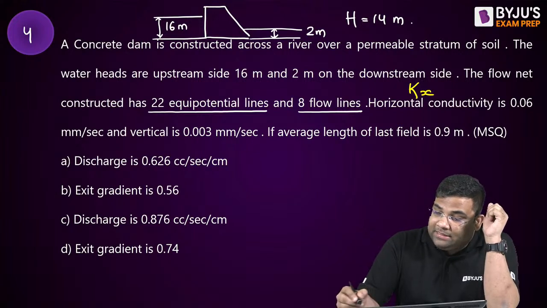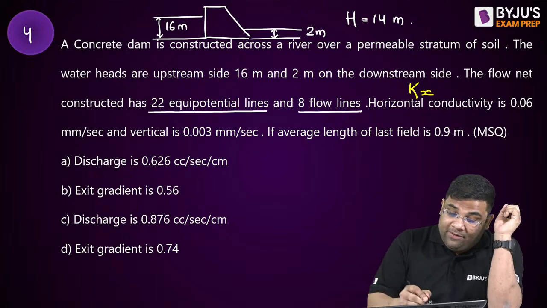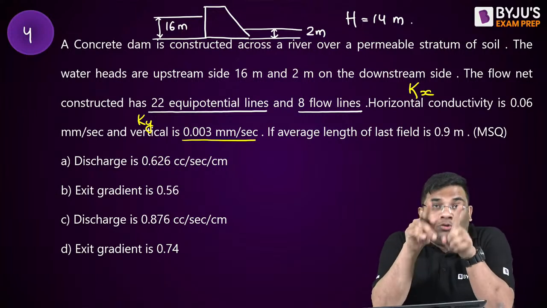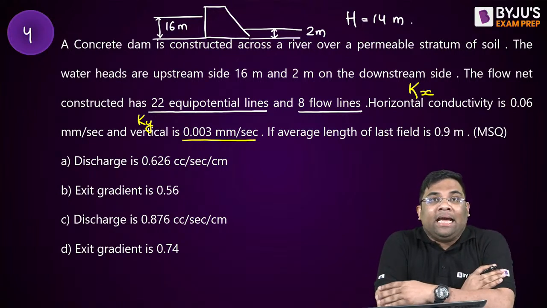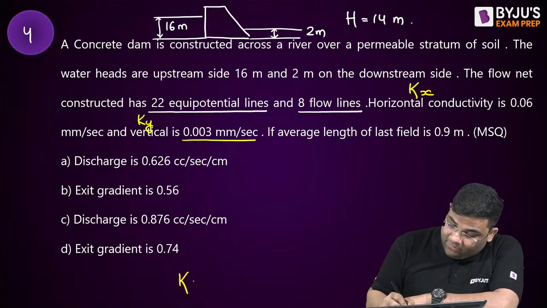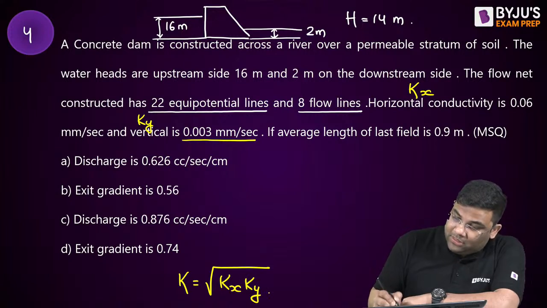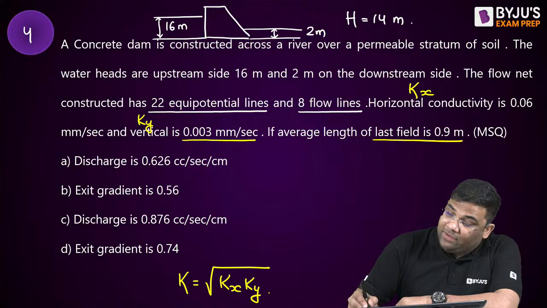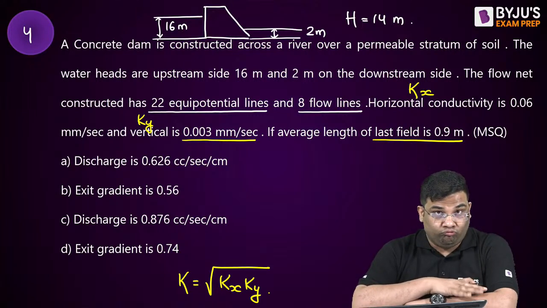I can say Kx is given 0.06, and vertical means Ky is given this one. That means it is an anisotropic medium, right? Whenever it is an anisotropic medium, what will I do? I will take K as root under Kx into Ky. Very good. And the average length of the last field is given 0.9 meter.